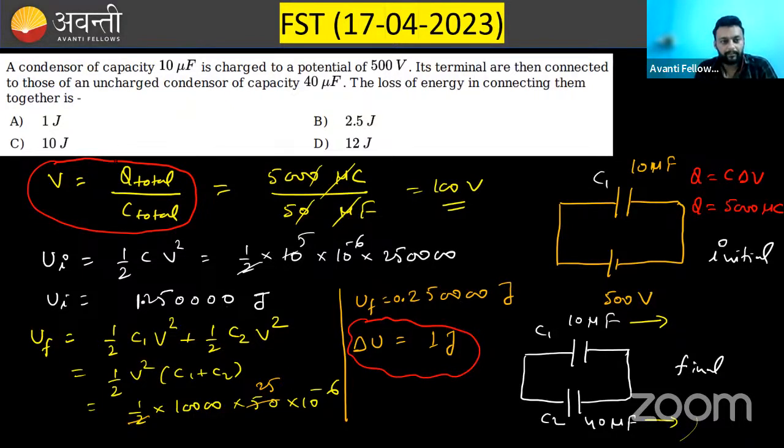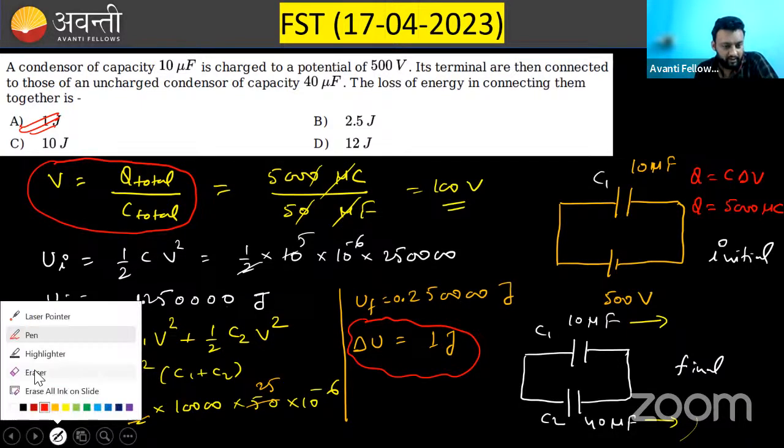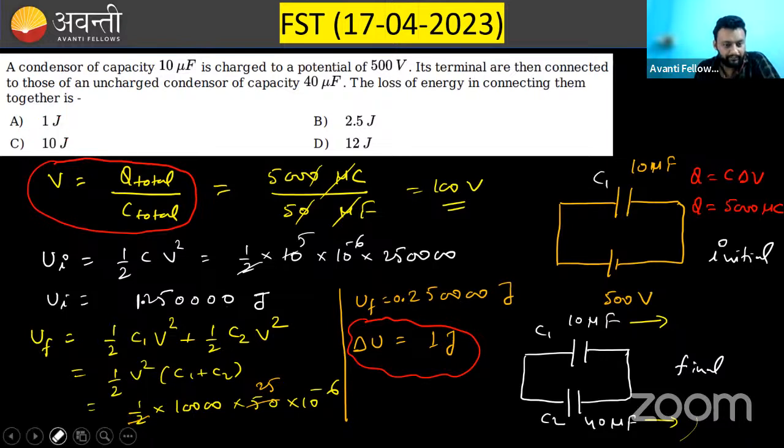Which is option number A. I have hidden the option completely, I think, which is option number A.